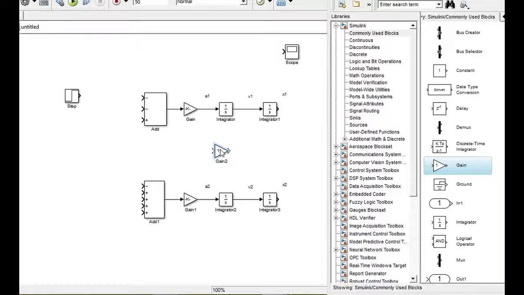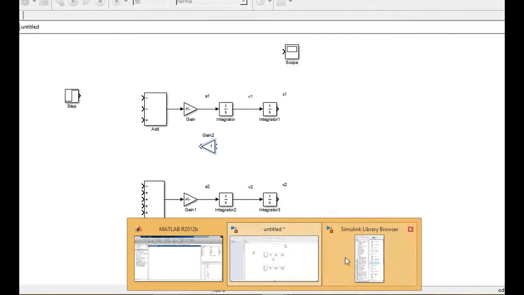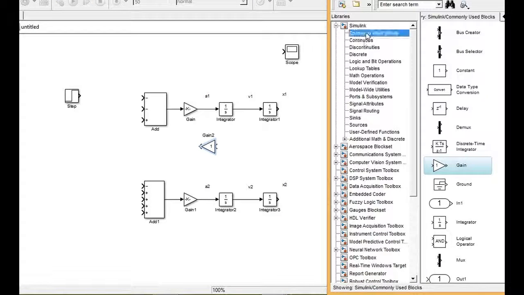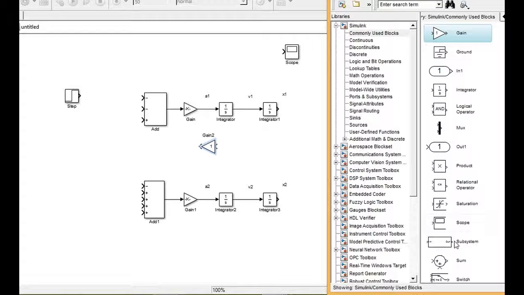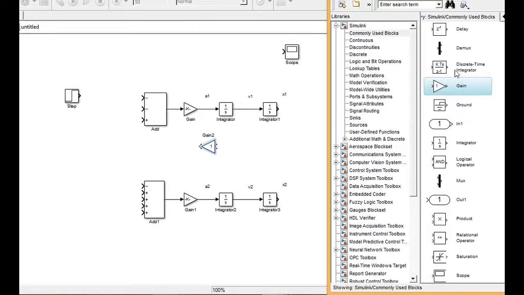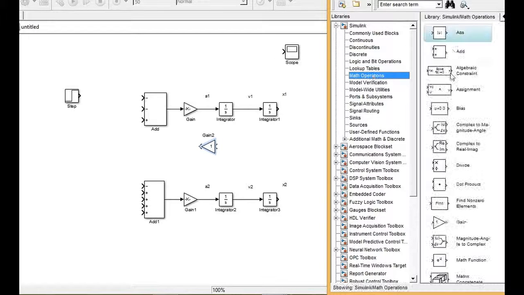And I'll take the addition block. It is very important. I'll use Control R, that is rotate, so that I can rotate it. Okay, and I'll have to take an addition block. The addition block is also available in commonly used blocks, or you can even go to math operations. In the math operations you'll get the addition block.